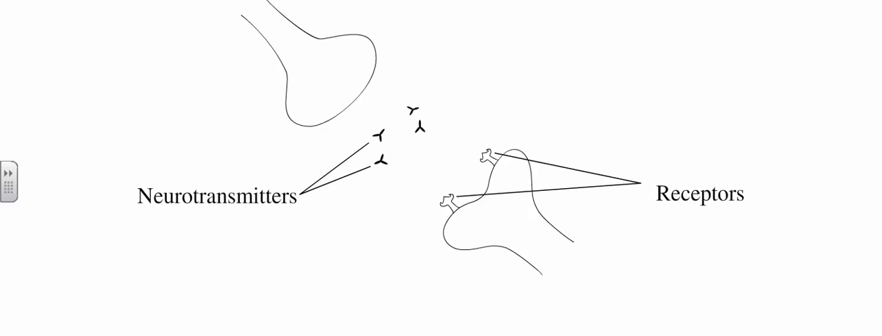When the impulse reaches the terminal branches at the end of a neuron, it triggers the release of neurotransmitters. Neurotransmitters are chemical signals that diffuse across the synapse and attach to the receptors on the dendrites of the receiving neuron. Receptors are like locks into which only keys that have a specific matching shape can fit. When neurotransmitters attach to receptors, it causes the receiving neuron to begin a new impulse.